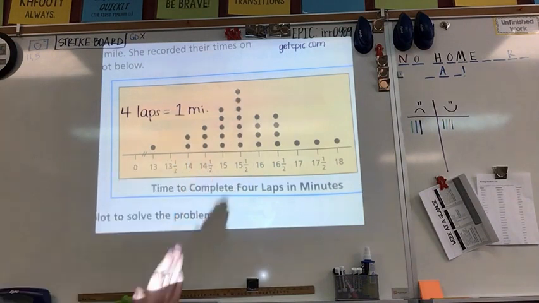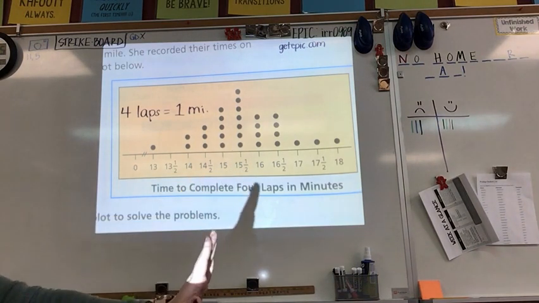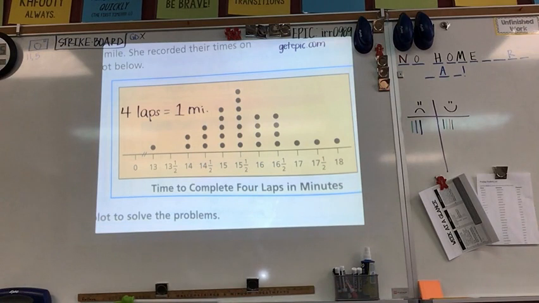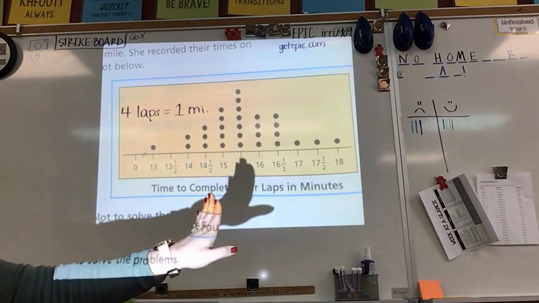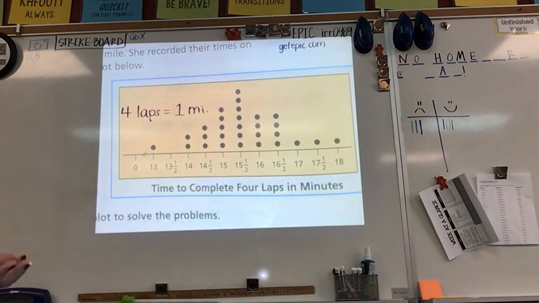So my next mathematician is going to answer the question. That's in between which two times? So 15 and a half is in between. What is that in between? Violet. 15 and a half is in between what two times? So here's 15 and a half. It's in between 15 and 16 minutes. Bingo. Nice work on this, guys.